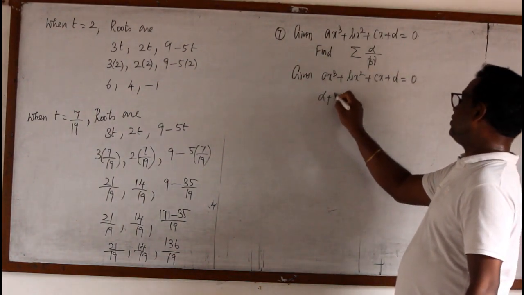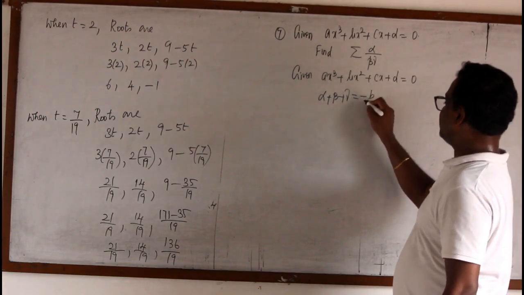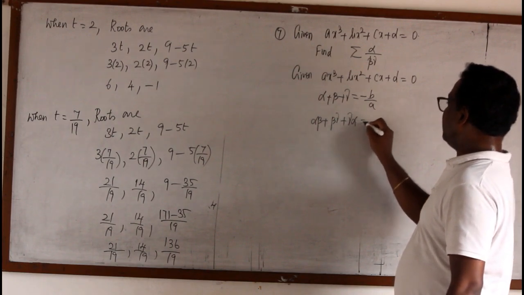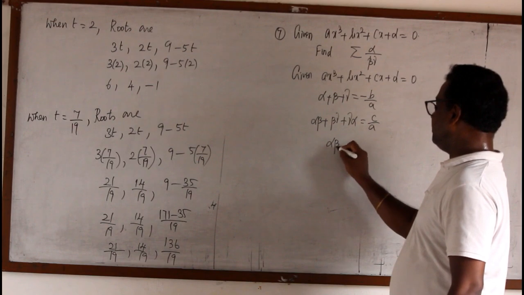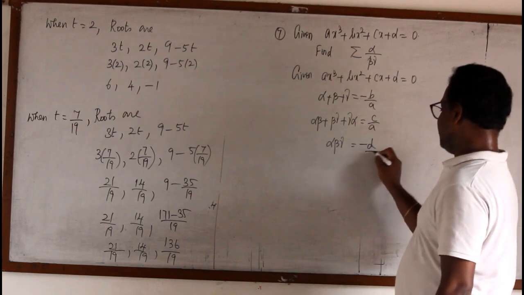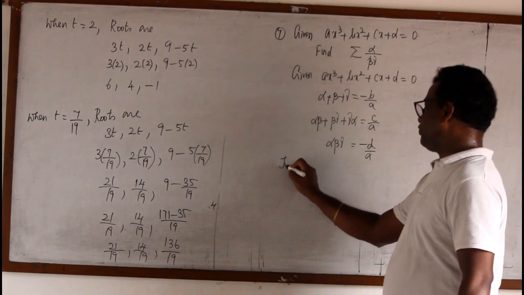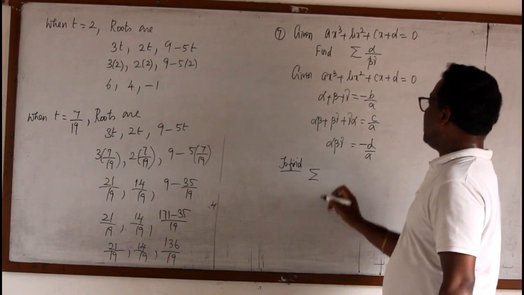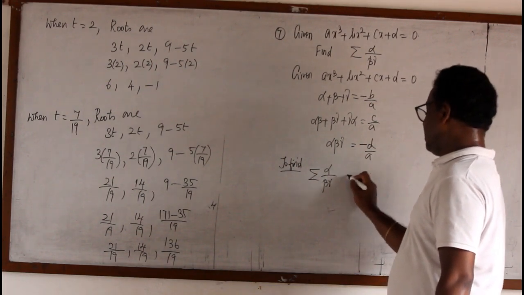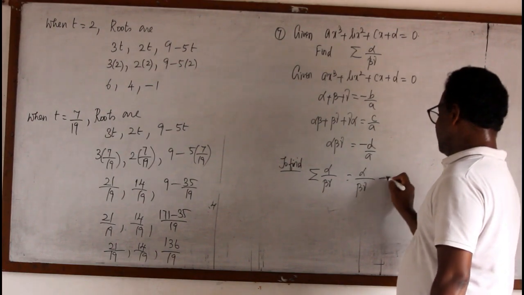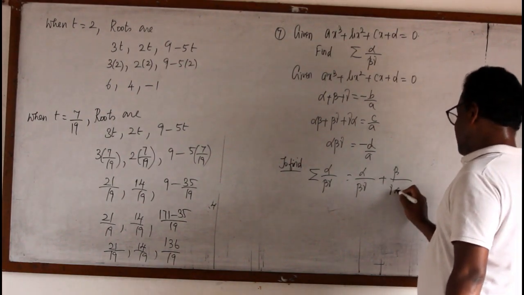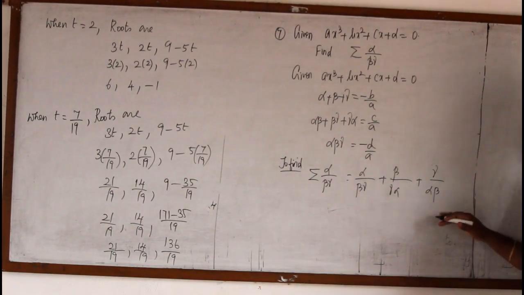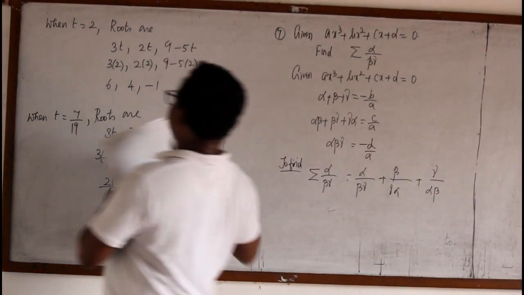the sum of the three roots, alpha plus beta plus gamma, is minus b by a. Alpha beta plus beta gamma plus gamma alpha is c by a. Alpha beta gamma is minus d by a. Now to find sigma alpha by beta gamma means alpha by beta gamma plus beta by gamma alpha plus gamma by alpha beta. We stop here itself because we have only three roots.